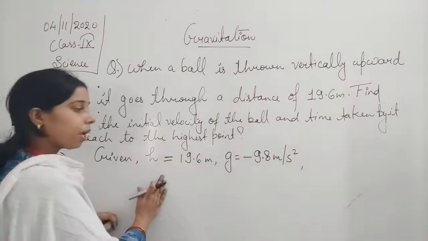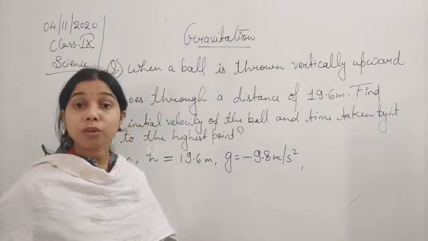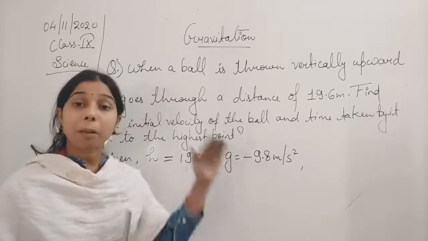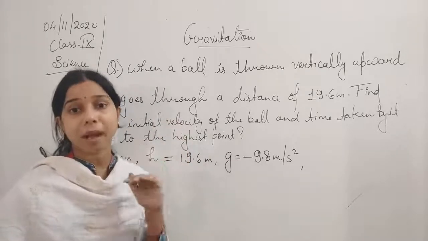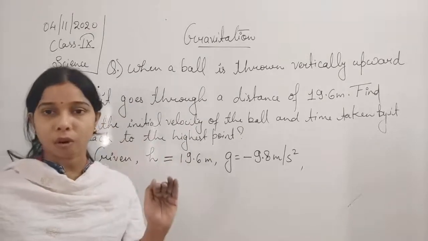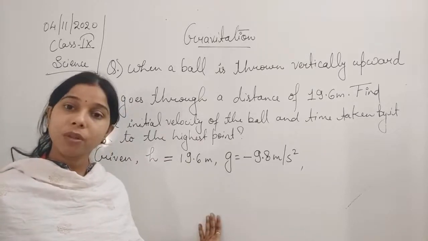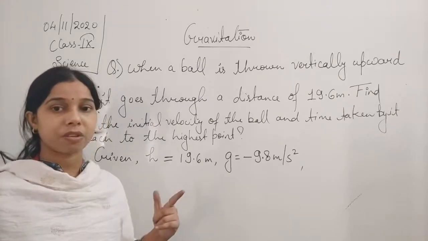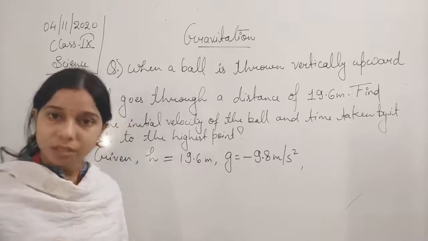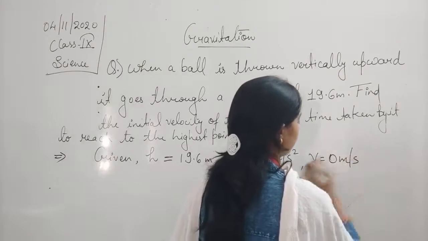Okay, so h we know, g we know. Now is any other thing that we know, student? Yes. You see, student, we are throwing the object at a certain height in the upward direction. So at the maximum height, the velocity keeps on decreasing, so the final velocity will be equal to 0. So this also we know from the rule that when you throw things in the upward direction, the velocity keeps on decreasing and the final velocity will be equal to 0. So we will write here v will be equal to 0 meter per second.